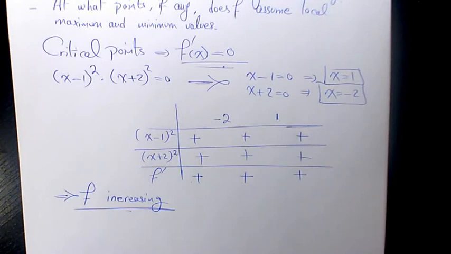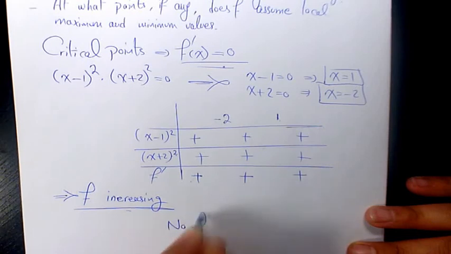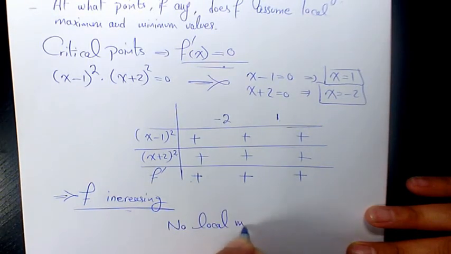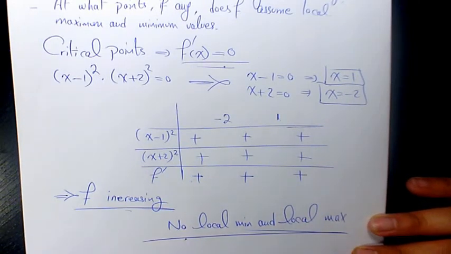Why? Because if we have a local minimum or local maximum, we need a change in sign of f prime, which means that we have plus and negative on the two sides of the point. Since we don't have such a thing in this example, there is no local minimum and no local maximum for this example. No local min and local max. That's going to be the answer.